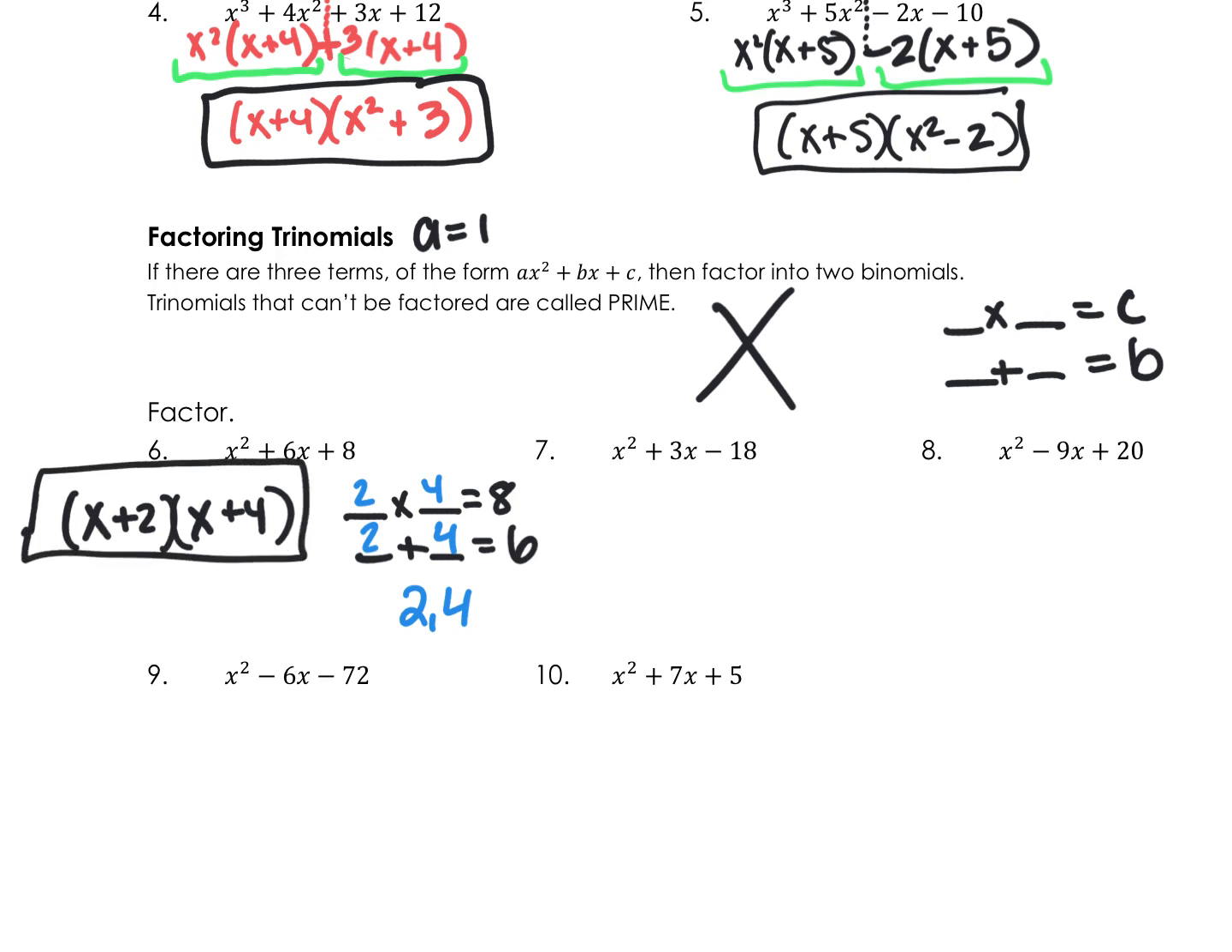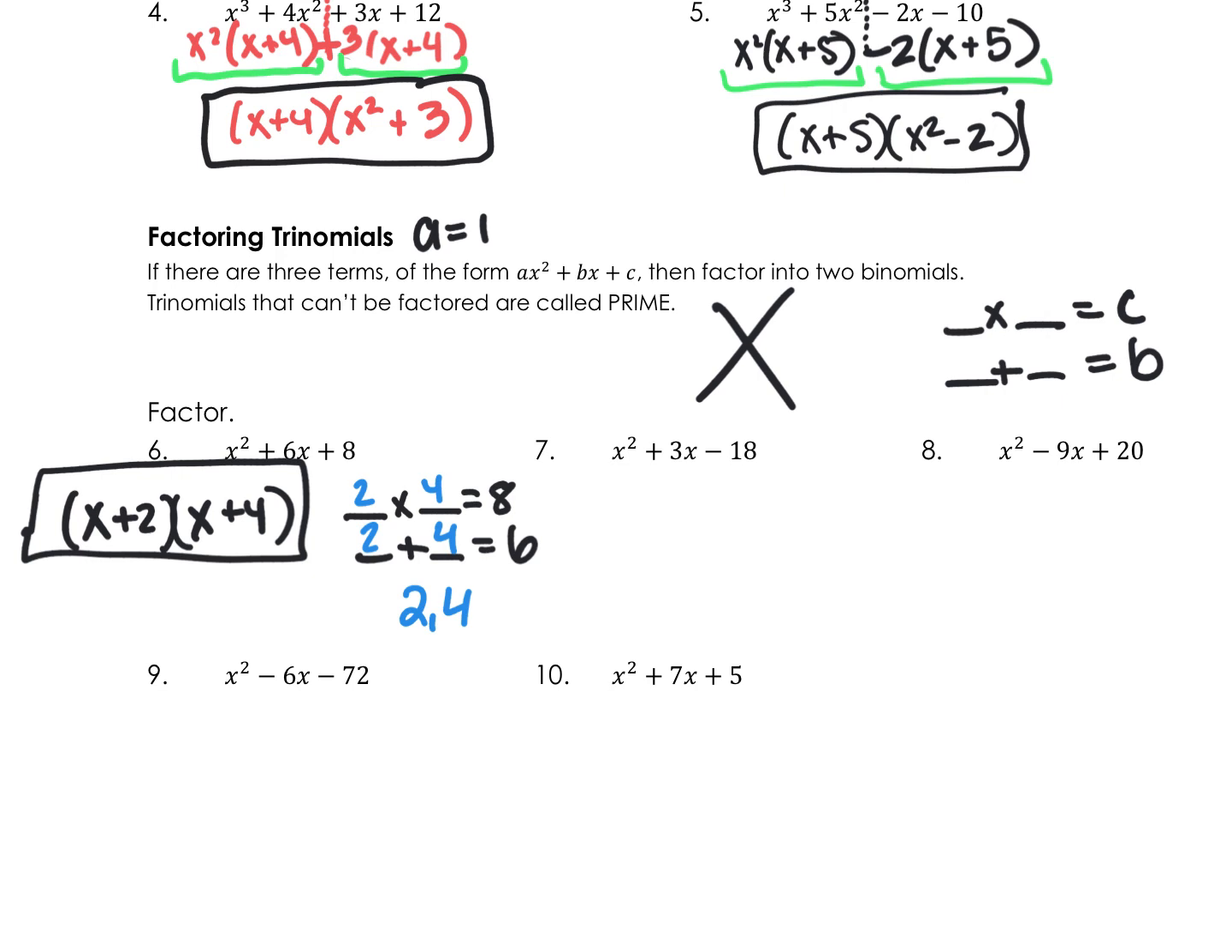You factored that. If you undid it and you multiplied this together, you would do x times x to get x squared. You would do 2 times x and x times 4. That's why we wanted them to add together to get 6. And then you would do 2 times 4 to get 8.